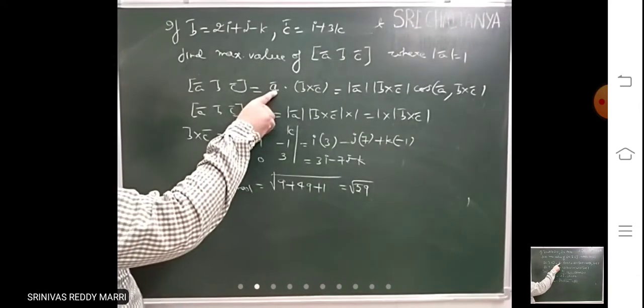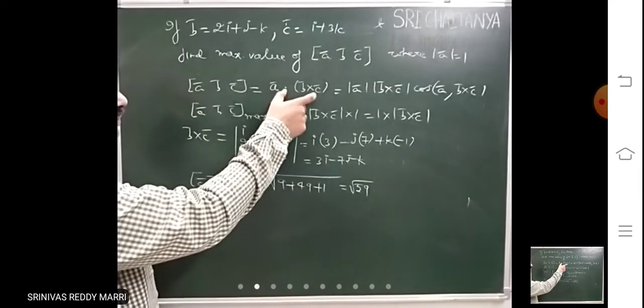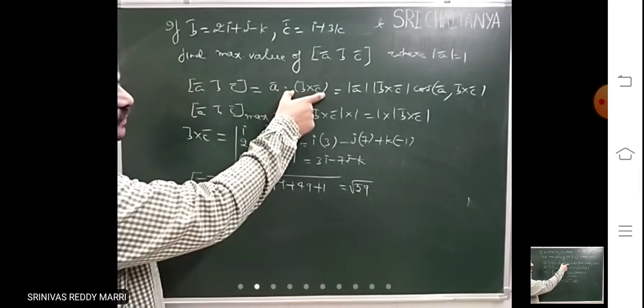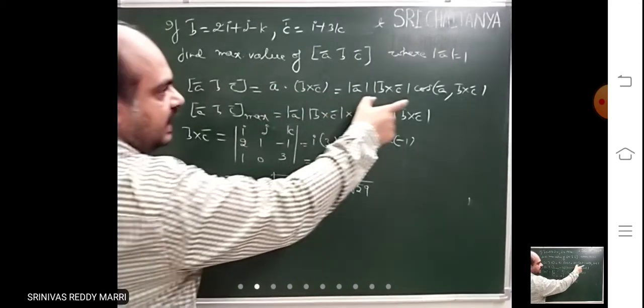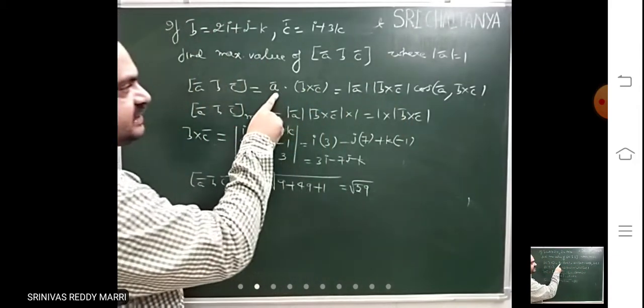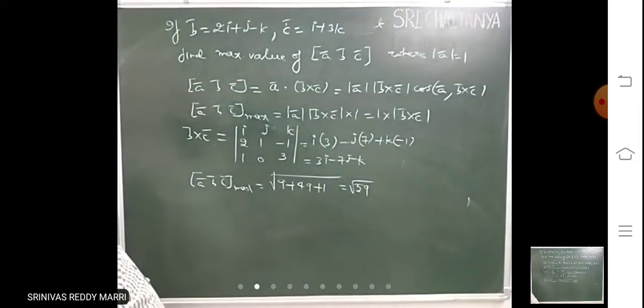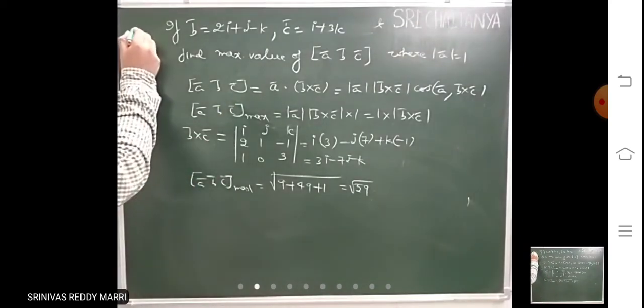Here, why have I used this formula instead of A cross B dot C? Because modulus A bar you know, modulus B cross C you know, and this will be maximum when the cosine is 1. That is why I have preferred this formula. You can write A cross B dot C also, but A cross B you don't know. Okay, so that is how to use that formula.